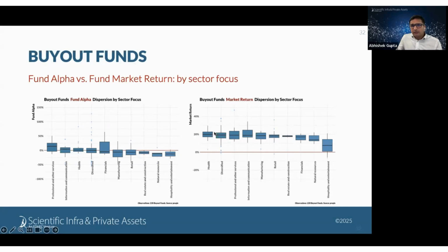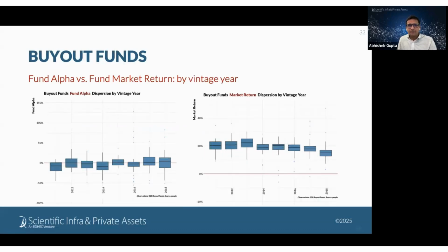Market return is, again, the main source of return for most of the sector strategies. That point gets reinforced: even though the strategies are sector focused, they're driving the majority of the return by investing in the market. The same analysis of alpha and market return we can also do by vintage years.